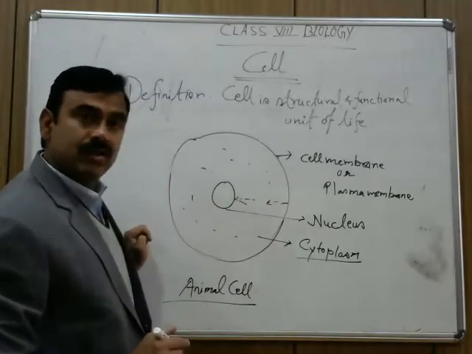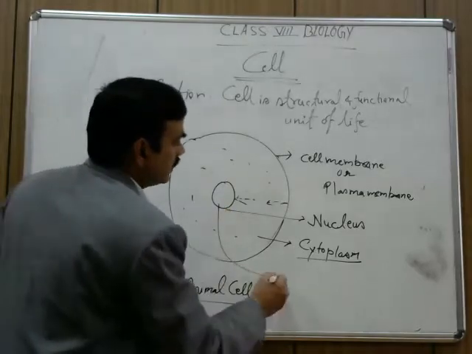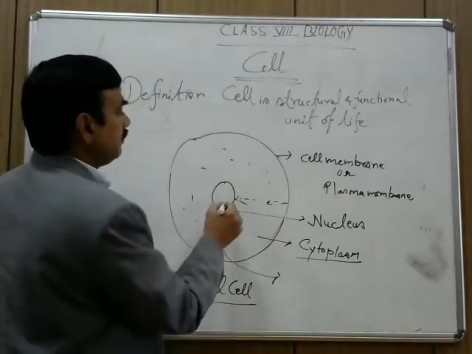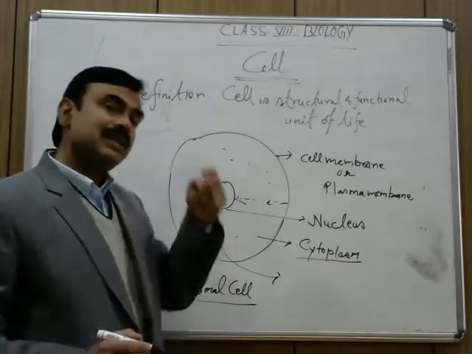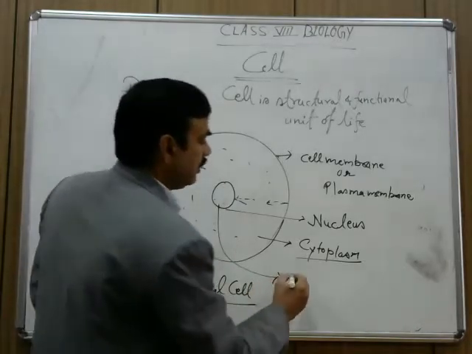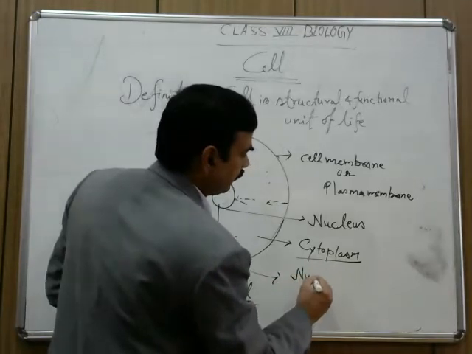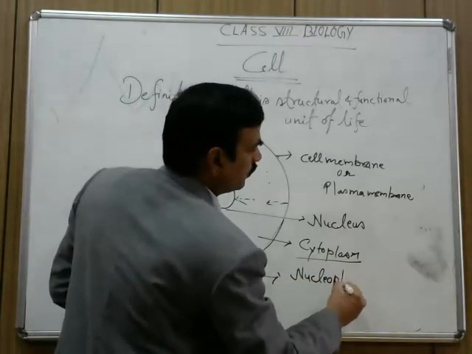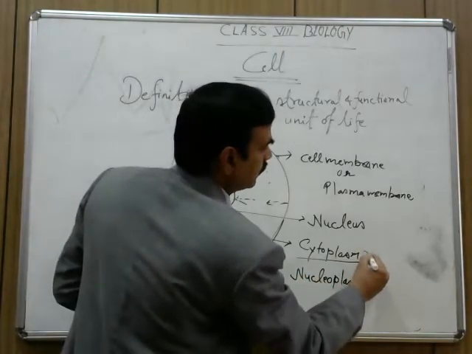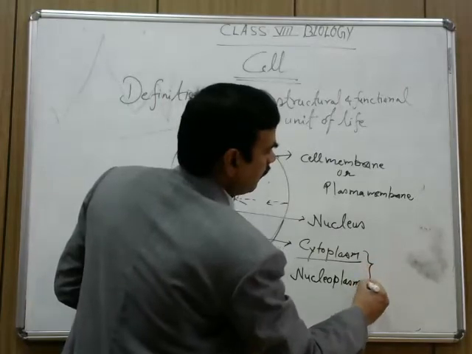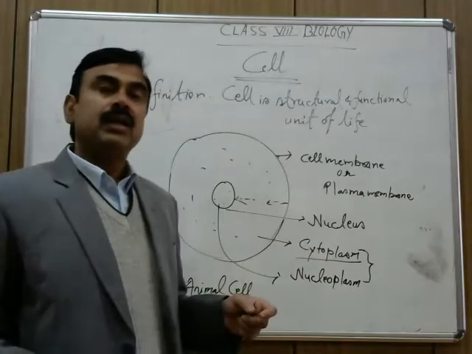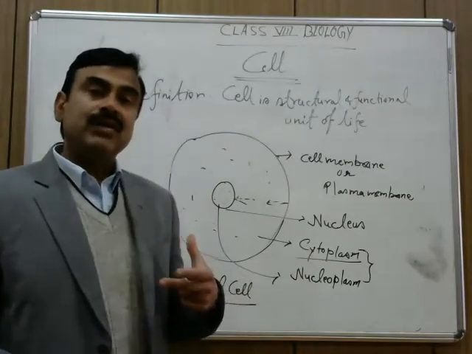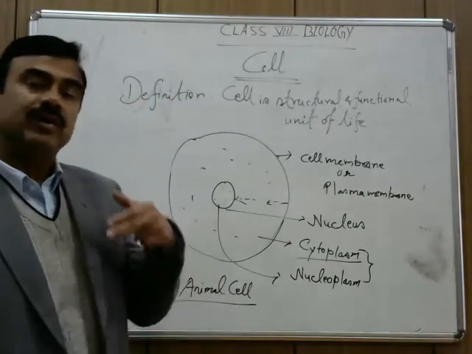The fluid, the liquid which is present outside the nucleus and inside the cell membrane is called the cytoplasm. Now moving to the next, the inner fluid which is present inside the nucleus is called nucleoplasm. And these two liquids are collectively called protoplasm.